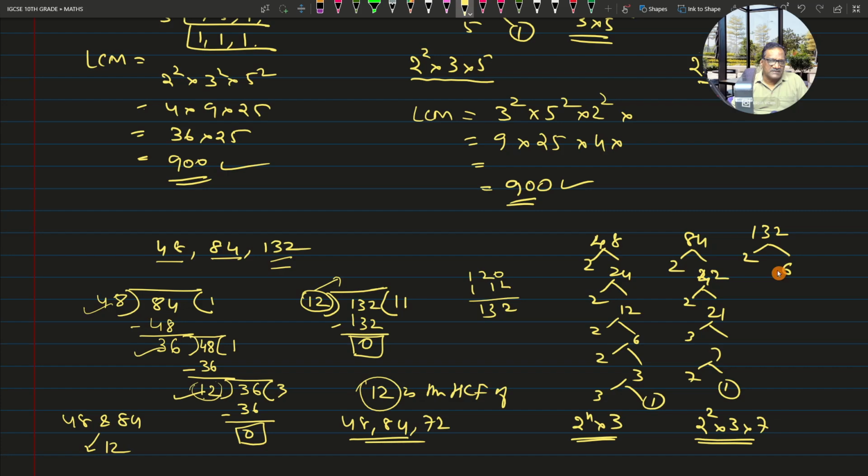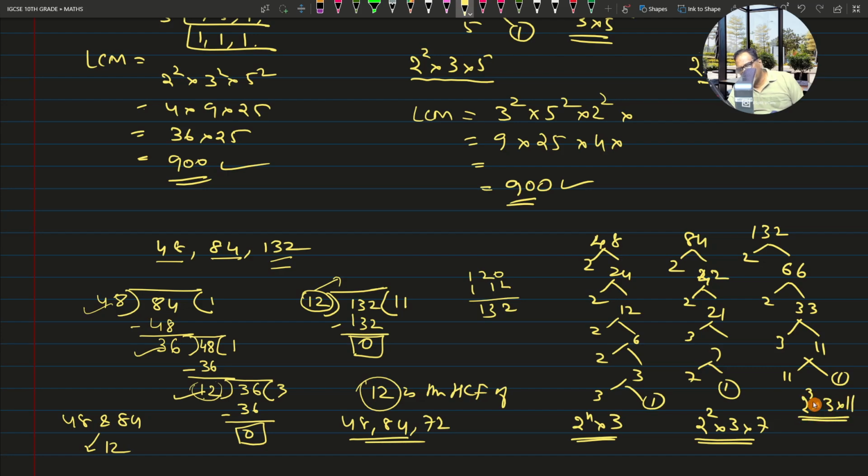2 6s are 12. So 66, right? Again 2, 33. Now 33 doesn't go by 2, so I'll go by 3, 11, 11 and then 1. So the prime factors are 2 square into 3 into 11.